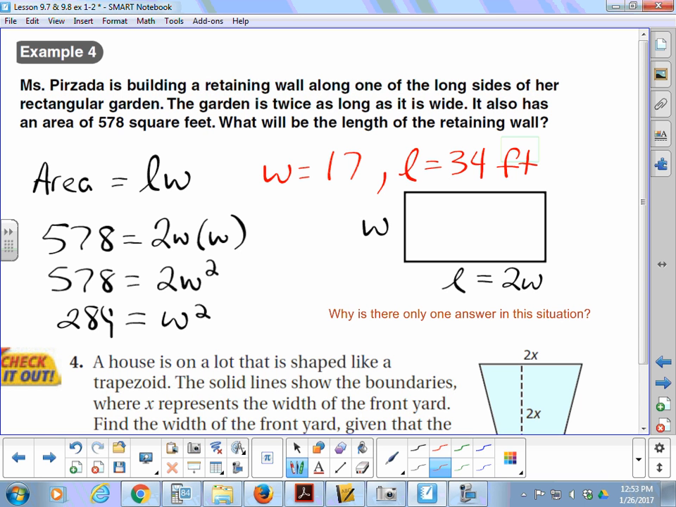All right. So you would then write me a sentence that says the length of the retaining wall would be 34 feet. But just remember, if we're dealing with time, dealing with the length of something or a distance, those can never be negative. So make sure if you end up with a negative number that you ignore it and only take the positive numbers then. All right.